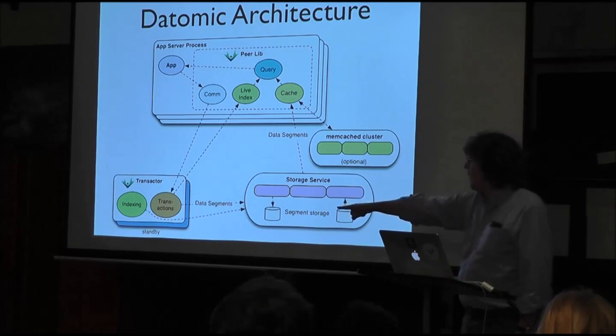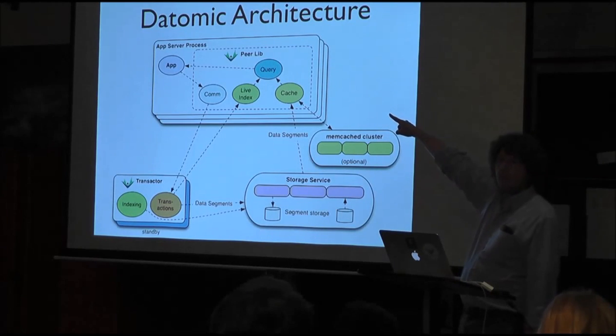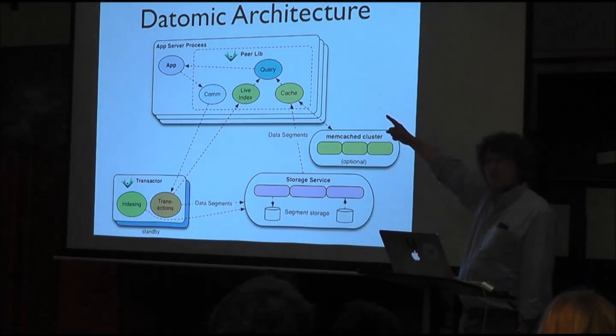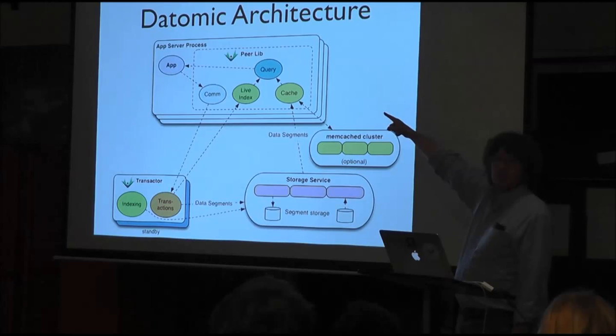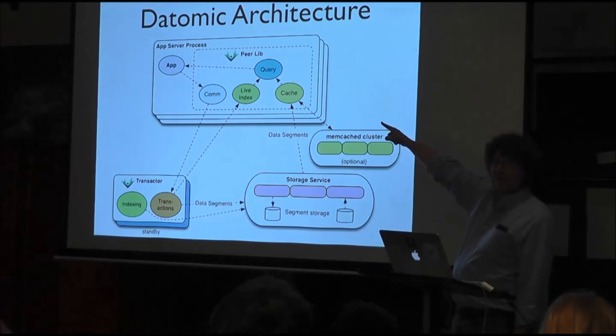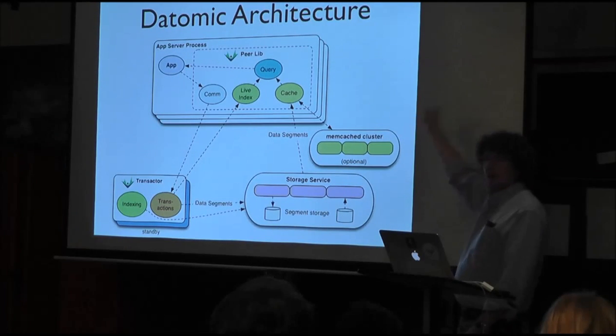So we've moved query out of the server and up into what we call peers, right? These applications. And how many of those can you have? As many as you want. So now you're going to get horizontal scalability of queries, right?